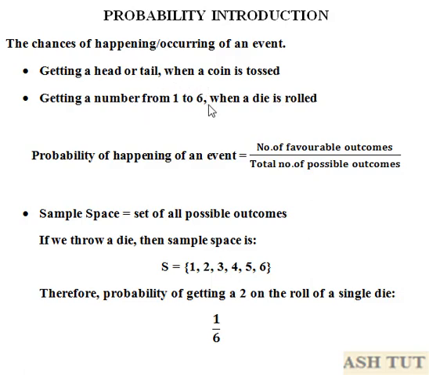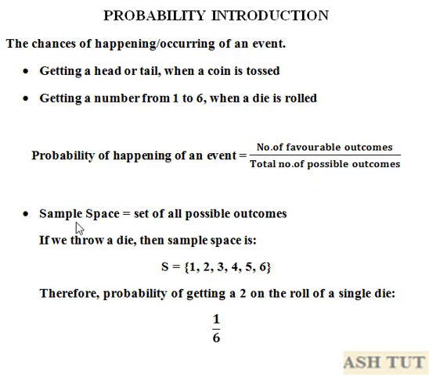Another example is when you roll a die, you can either get 1, 2, 3 or anything up to 6. So the chance of getting 5 when a die is rolled, that is probability. There is a very simple formula for probability: the probability of happening of an event is equal to the number of favorable outcomes over the total number of possible outcomes. We will discuss this formula in the examples below.